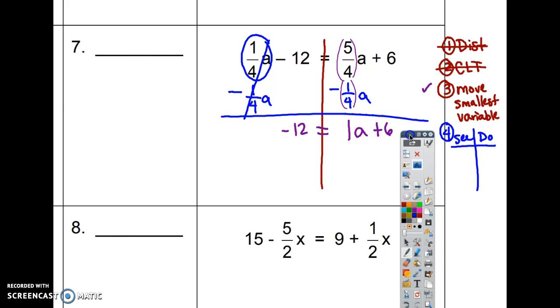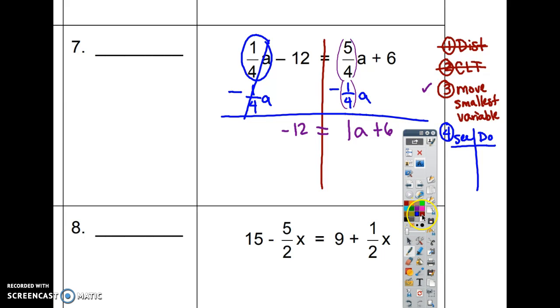So what do you see happening with the A? Well, it's multiplying by 1. But that 1 is an invisible 1. It's just invisible. So really it's not doing anything, right? And then they added 6. So they added 6 to it. So what are we going to do? We're going to subtract 6 from both sides.